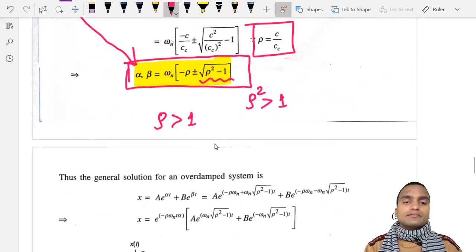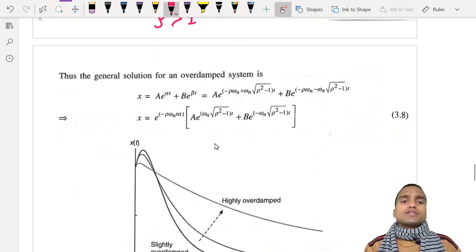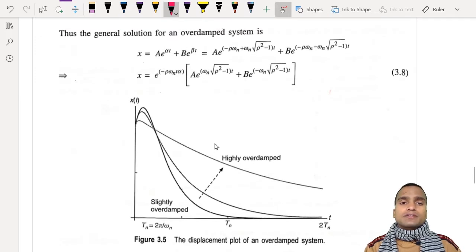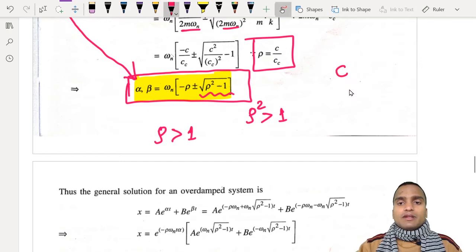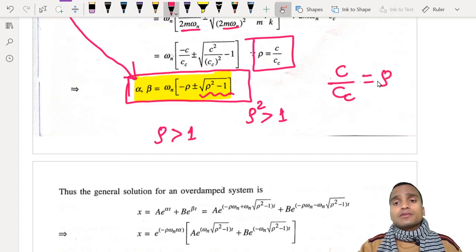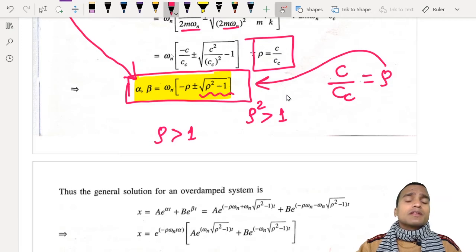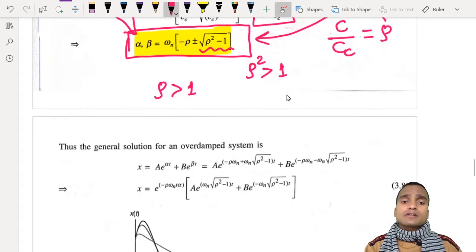Okay, now let us come to the general solution for an overdamped system. Now we will be very easily calculating C value, which will be given in the problem, and Cc we can calculate as 2m omega n. This will give us the rho value, and just put this value of rho in this equation and we will get the distinct values of alpha and beta.